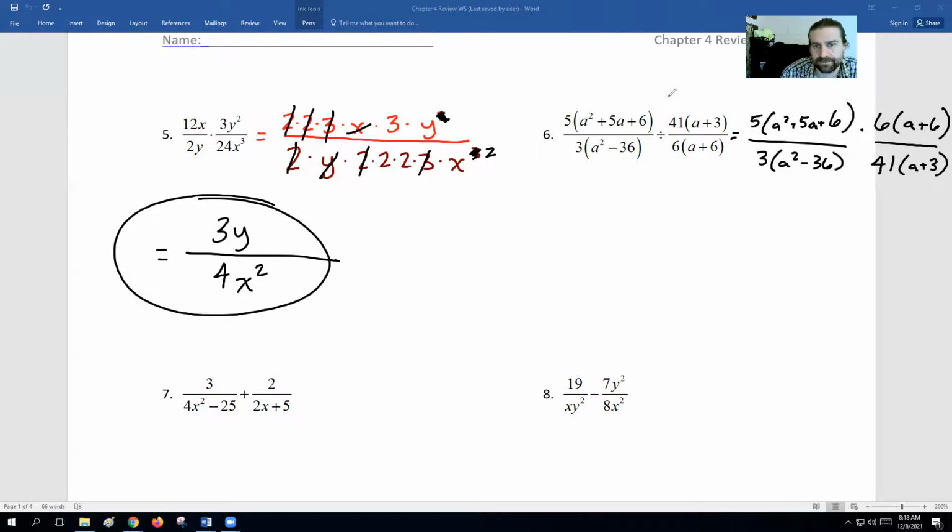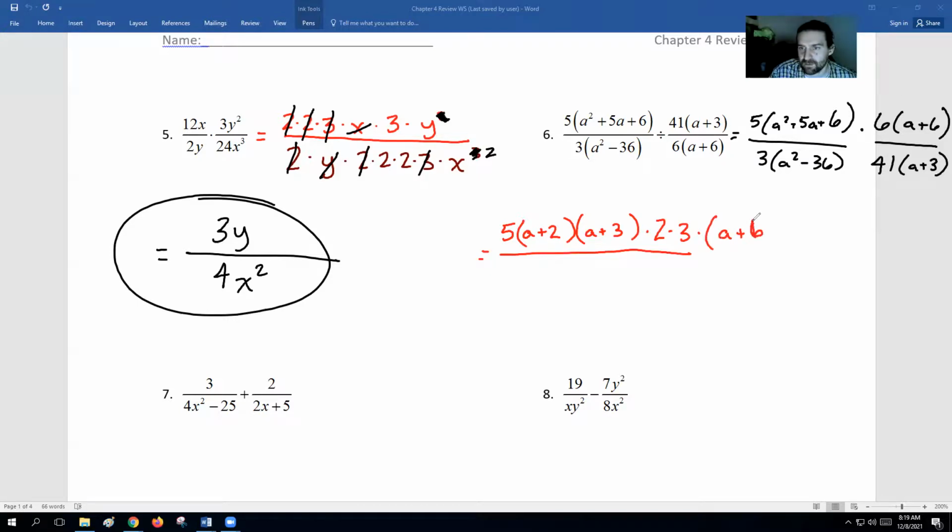1, that's a weird number. Okay, so let's factor this out. All right, 5 is 5. All right, a squared plus 5a plus 6, we can factor that to an a plus 2 and an a plus 3. What two numbers multiply together to give you 6 and add together to get 5? That's 2 and 3. All right, 6 is 2 times 3, and then a plus 6 is just a plus 6.